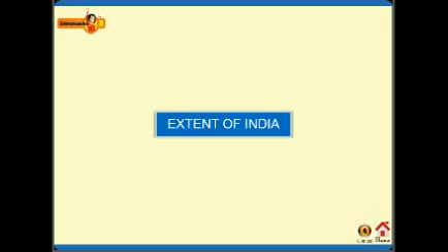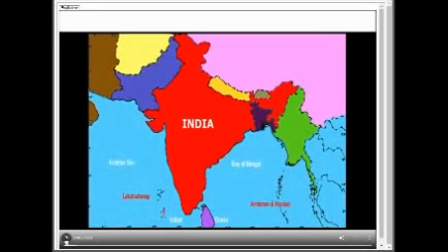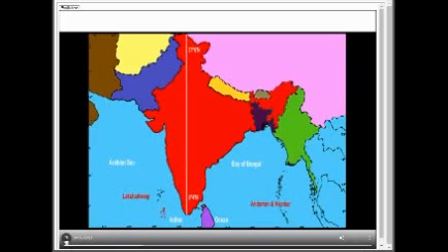Now let's watch another video for the extent of India. India is a vast country. The Indian mainland lies between latitudes 8 degrees 4 minutes north and 37 degrees 6 minutes north and measures about 3,214 kilometers. The longitude lies between 68 degrees 7 minutes east and 97 degrees 25 minutes east and measures about 2,933 kilometers.